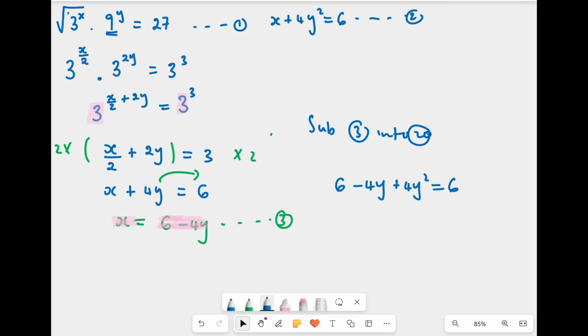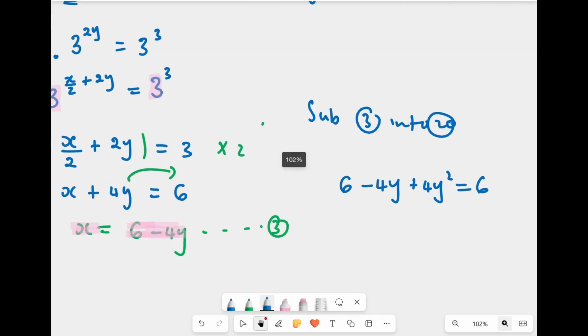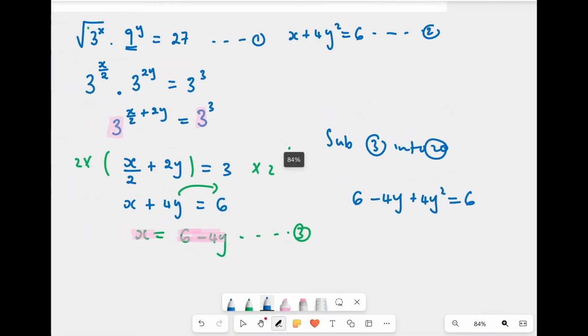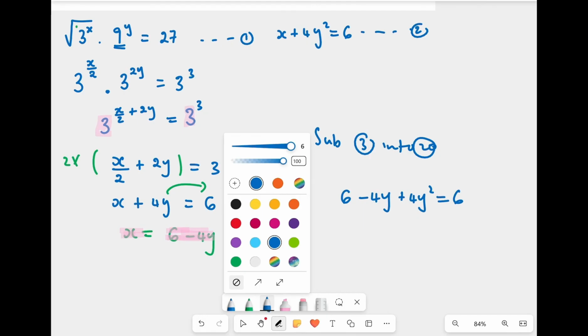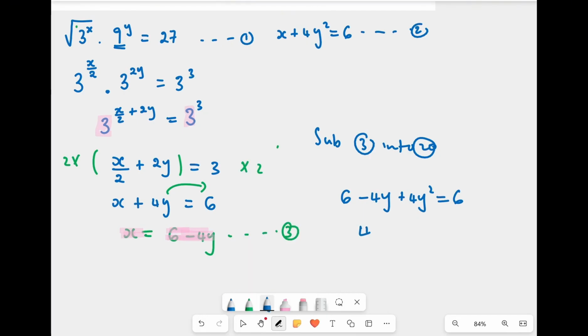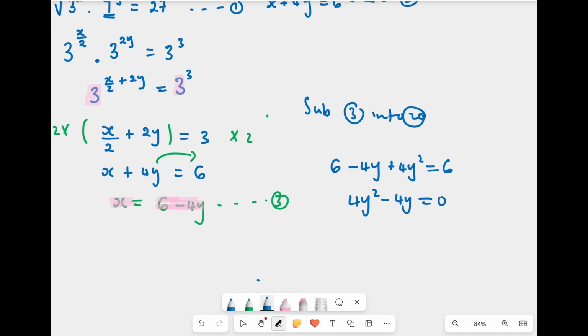Now if we transpose 6, we are going to have 6 minus 6, which will be 0. So our equation will now be 4y squared minus 4y is equal to 0. Here we can see that we can take out the common factor, which is 4y, and then we will remain with y minus 1 is equal to 0. So that means y is equal to 0, or y is equal to positive 1.